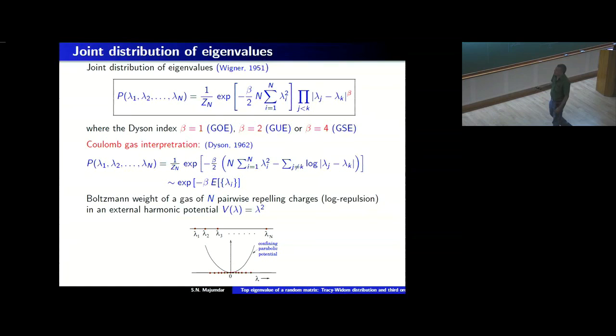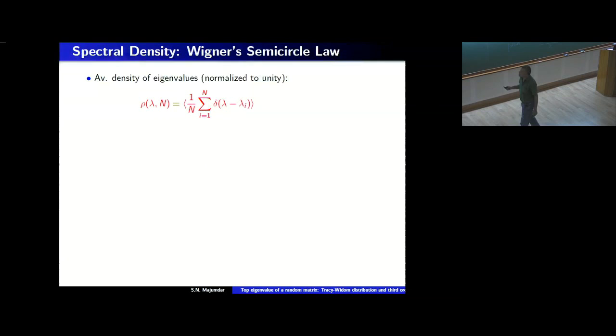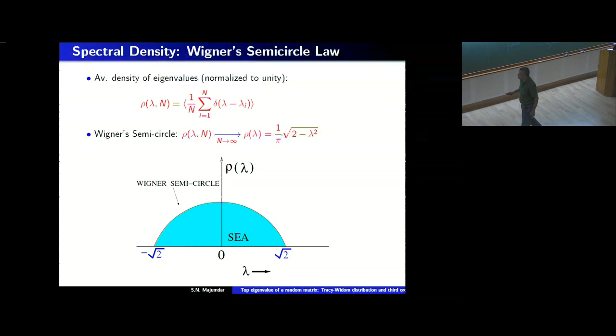And so what this confining potential does is try to push all the charges towards the bottom of this potential, whereas the repulsion is trying to spread them about. As a result, when you take the large n limit and you calculate the average density of eigenvalues, which is just a fraction of eigenvalues between lambda and lambda plus d lambda, normalized to 1, this object in the large n limit converges to the so-called Wigner semicircular law, which means that all the eigenvalues are supported between minus root 2 and plus root 2, with lots of eigenvalues near the center in the bulk, and fewer eigenvalues as you go towards the edge. So this is the Wigner semicircular law.